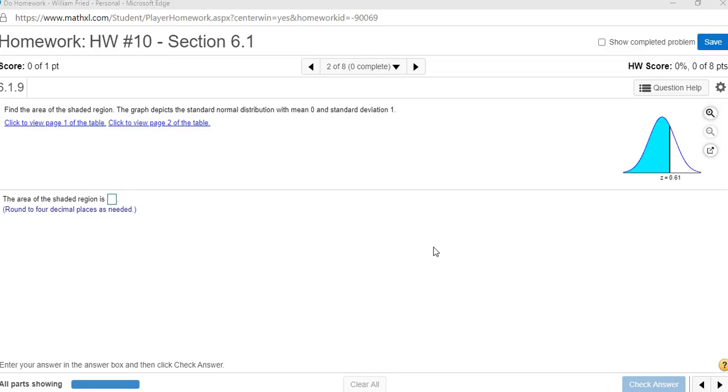I wanted to show a couple of examples of using normal CDF on the calculator to calculate probabilities associated with the standard normal distribution. So here's an example. There's the standard normal graph. This z-score along the x-axis is 0.61, and they're asking what's the area to the left of that z-score 0.61. We can do that on the calculator.